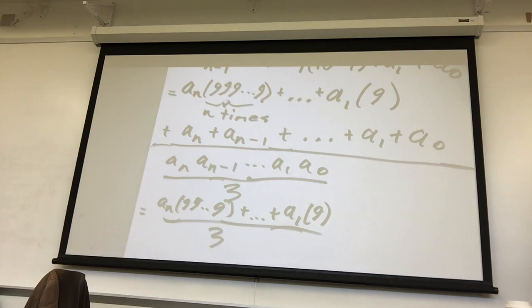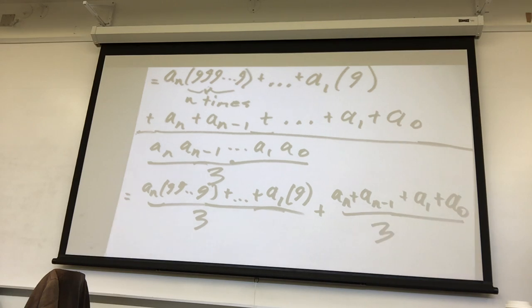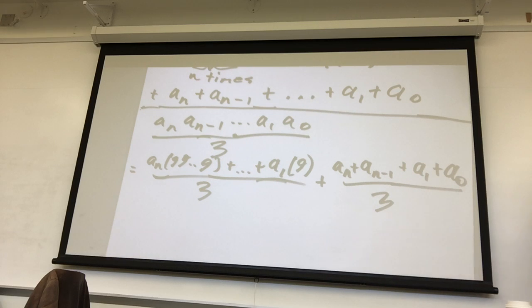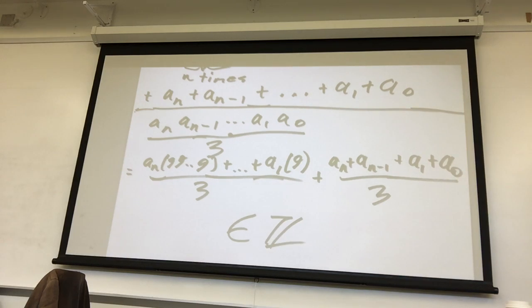divided by 3, and then plus, let's take that other one, a sub n minus 1 plus a1 plus a naught divided by 3. Well, this is the sum of two integers which are both divisible by 3. So what does that mean? That means this becomes an integer, this is an integer, and when you add any two integers, you get an integer.